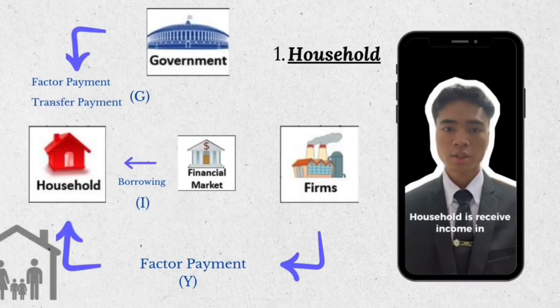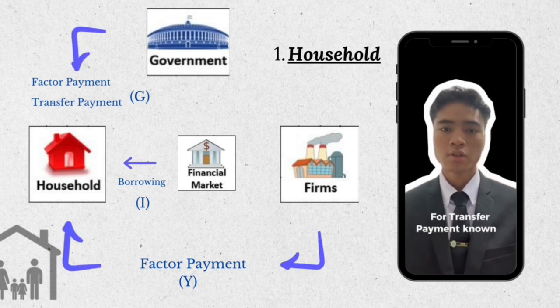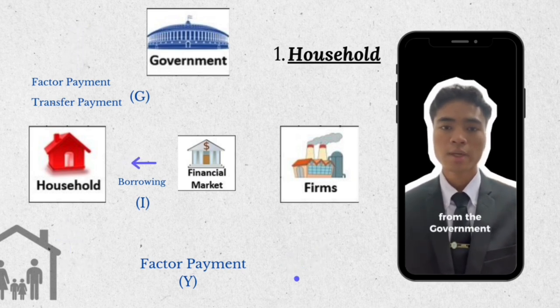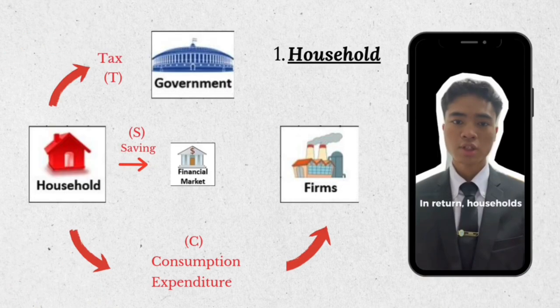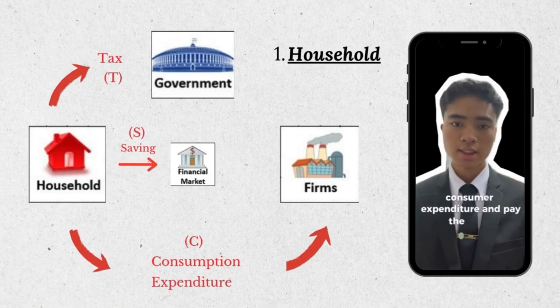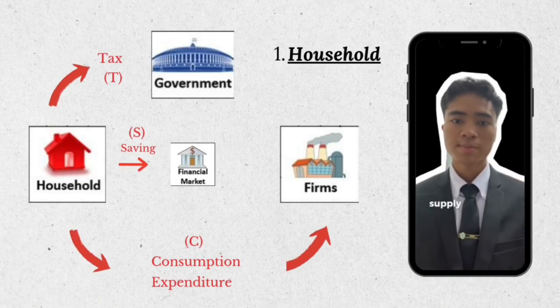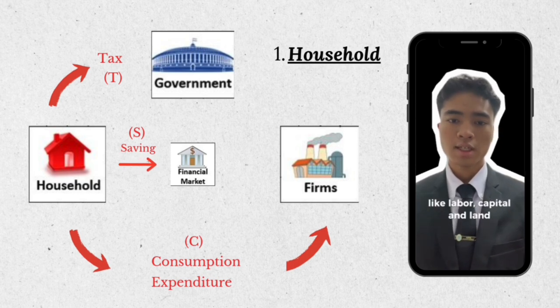Households receive income in the form of salaries from the firms and receive scholarships from the government. For transfer payments, known as the form of welfare and unemployment benefits from the government to households. In return, households are able to make consumer expenditure and pay taxes to the government. In other words, households can supply factors of production like labor, capital, and land to firms.